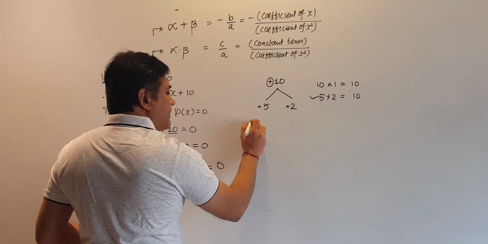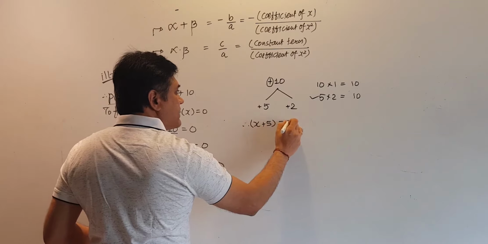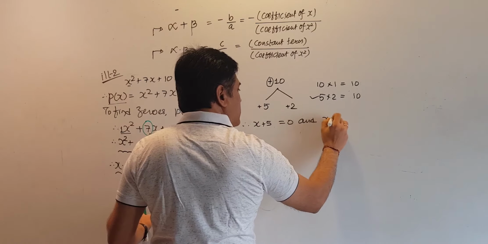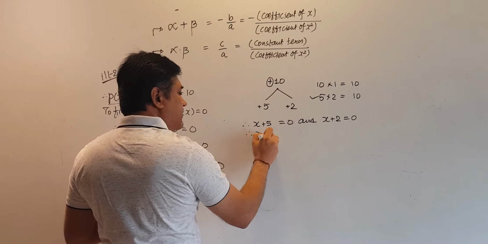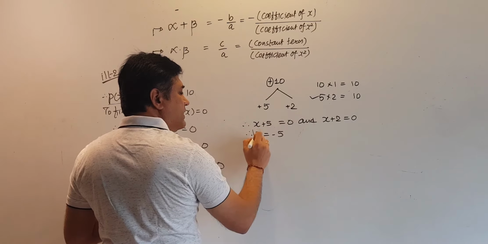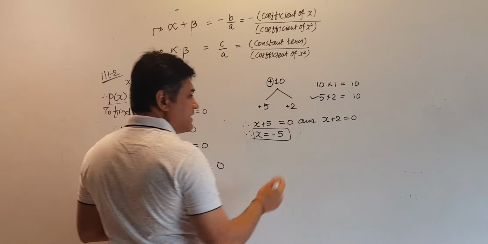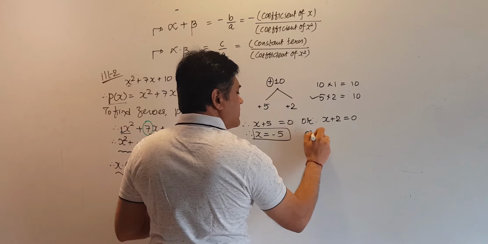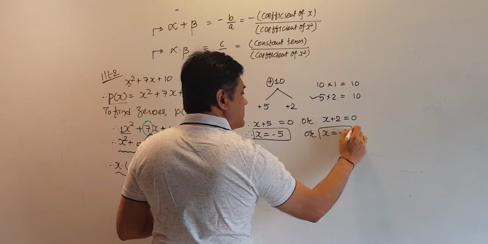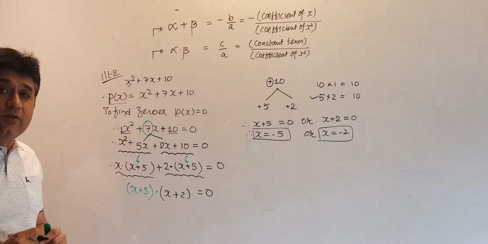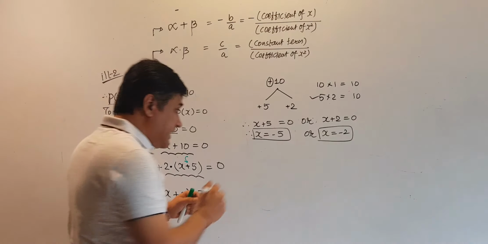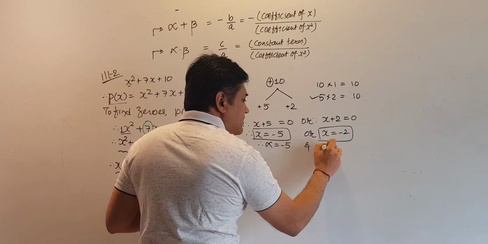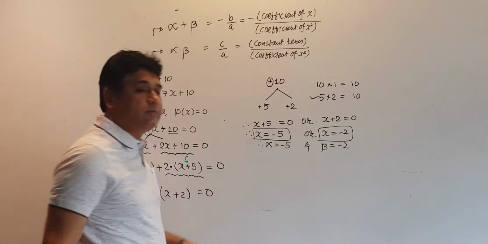Now x plus 5 equals to 0 and x plus 2 equals to 0. Therefore x equals to, plus 5 will be moved to the right hand side, so it is minus 5. Similarly, x equals to minus 2. So friends, these are the two zeros of the given polynomial. We can say like this, friends, that alpha equals to minus 5 and second beta equals to minus 2.